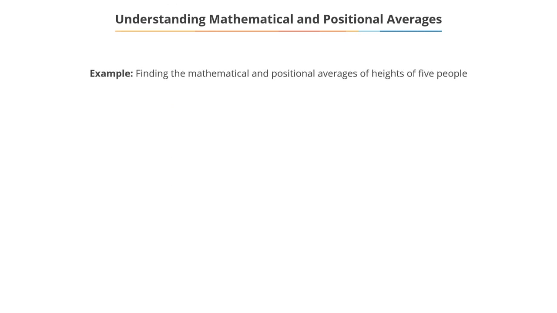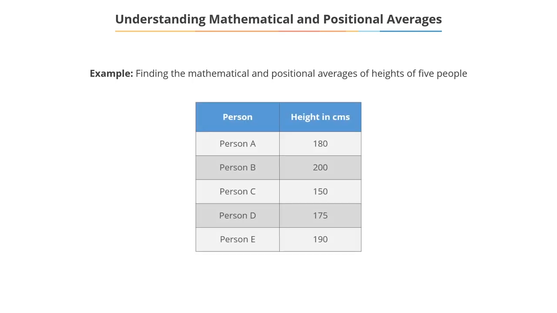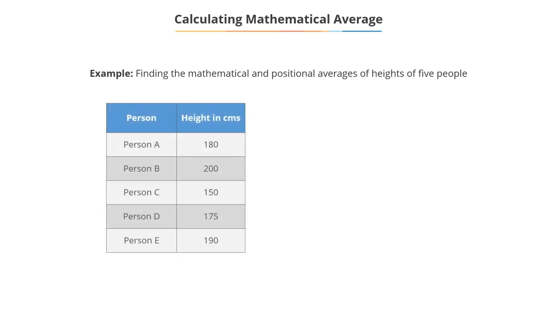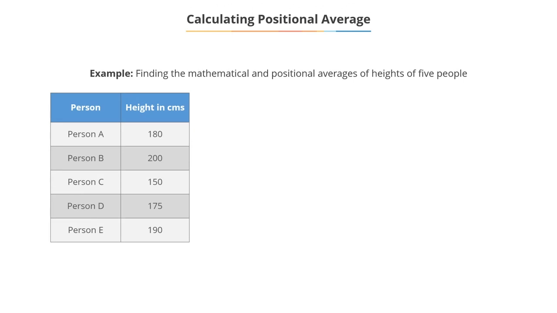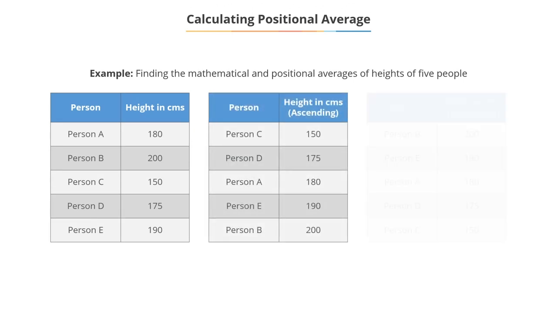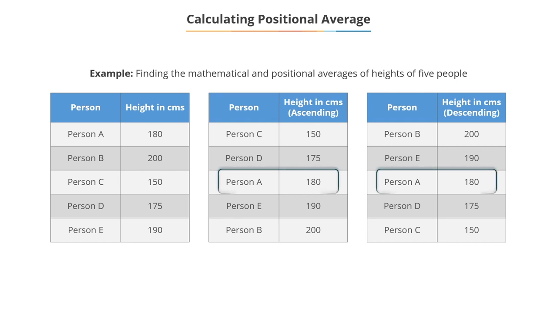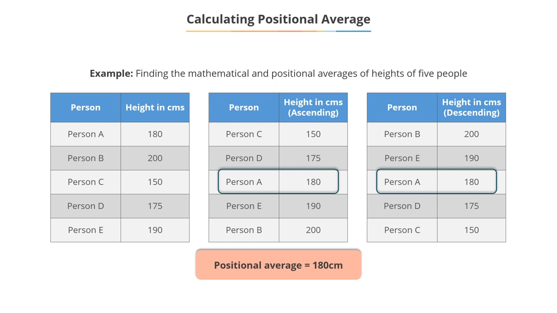The heights of 5 people are as shown. The average height of these 5 people is calculated by adding the individual heights divided by the number of people, which is 180 plus 200 plus 150 plus 175 plus 190 by 5, which is equal to 179 centimeters. To find the positional value, arrange the set of values either in ascending or descending order. Then, identify the middlemost value, in this case is 180 centimeters.